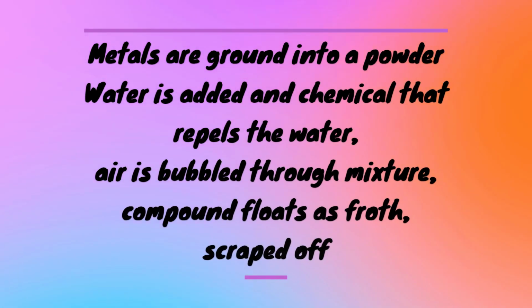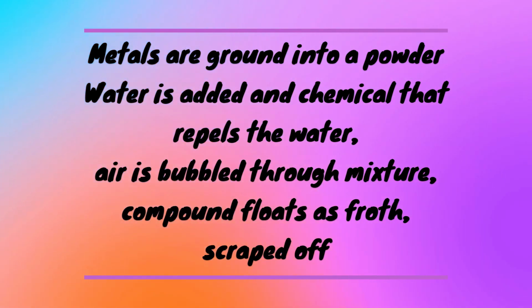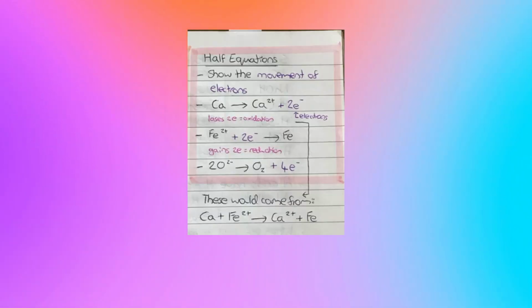Not all metals are extracted using carbon, however. The exception is tungsten, which is extracted using hydrogen, because otherwise it would form the compound tungsten carbide. Instead, the tungsten obtained is obtained very pure. The metals need to be concentrated before they are extracted and purified. Metals are ground into a powder and water is added, as well as chemicals that repel that water. Air is then bubbled through the mixture and the compound floats to the surface as a froth that can be scraped off and obtained.